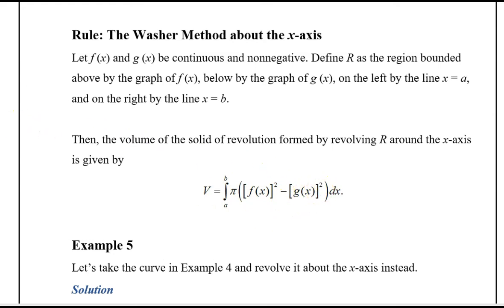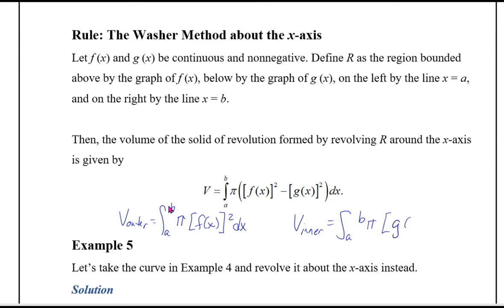Note that you could instead compute the volume of each one individually. You could do the volume of the outer one by doing the integral from a to b of pi times f of x quantity squared dx, and then subtract from that the volume of the inner radius revolved, which would be the integral from a to b of pi times g of x quantity squared dx. And then, of course, you subtract the inner volume from the outer volume to get the answer.